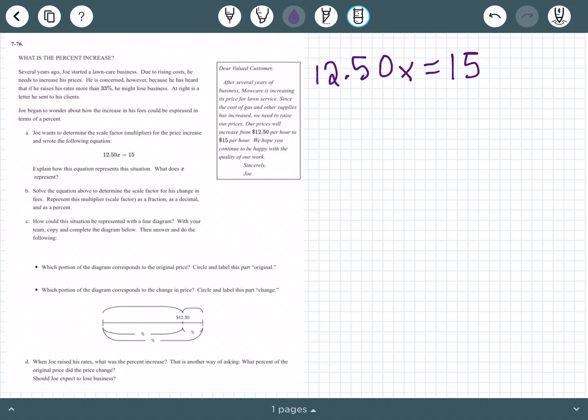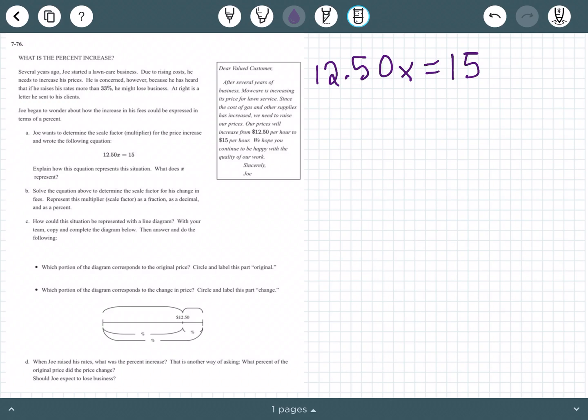Dear valued customer, after several years of business, MoCare is increasing its price for lawn service. Since the cost of gas and other supplies has increased, we need to raise our prices. Our prices will increase from $12.50 per hour to $15 per hour. We hope you continue to be happy with the quality of work. Sincerely, Joe.